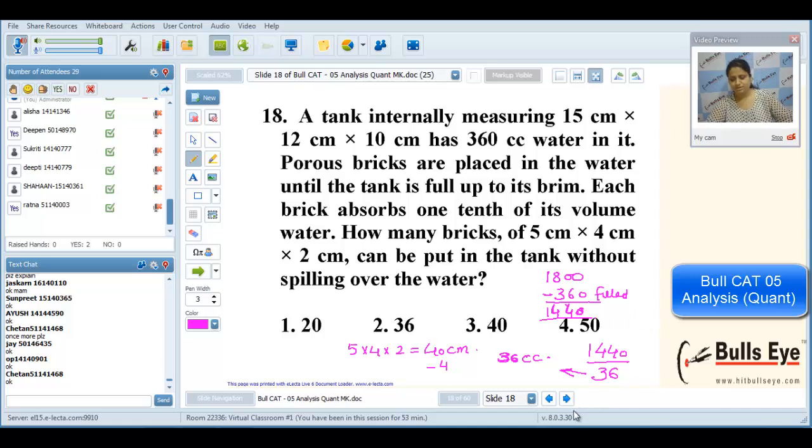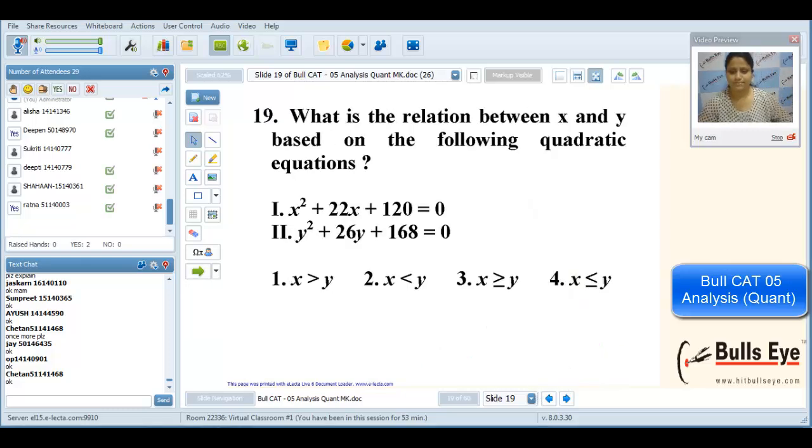Okay. Next. Easy. These are simple quadratic equations. We will solve it. Then we will write the relation. Any problem in this? Okay. Next.